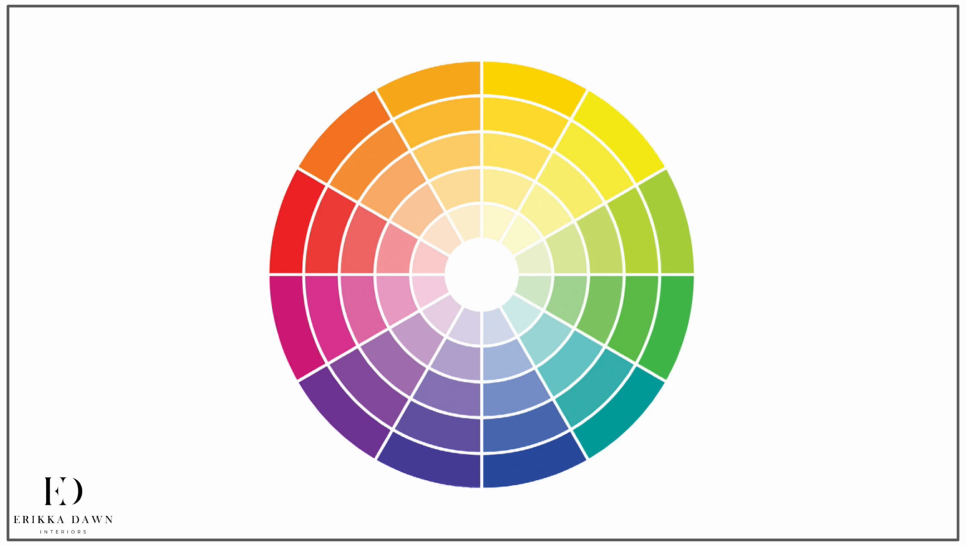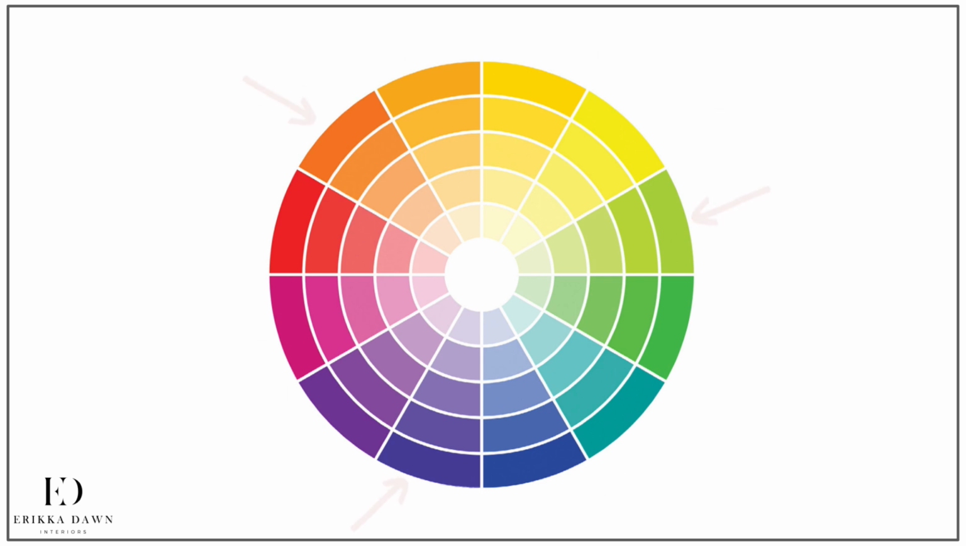Now, for you advanced students out there, you might remember that apart from primary and secondary colors, we also have tertiary colors, which you achieve by mixing a primary color with a secondary color. These colors include colors like blue-purple, yellow-green, and red-orange.